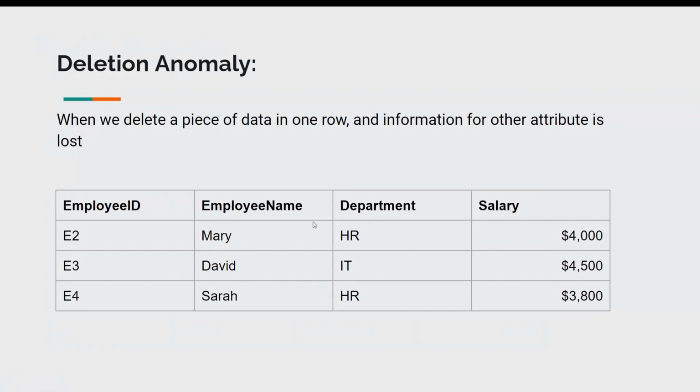The solution to this is that we store the department's information in a separate table and then map it to this employee table using a foreign key relationship. So when David leaves, we just delete the information of David and the department IT stays.